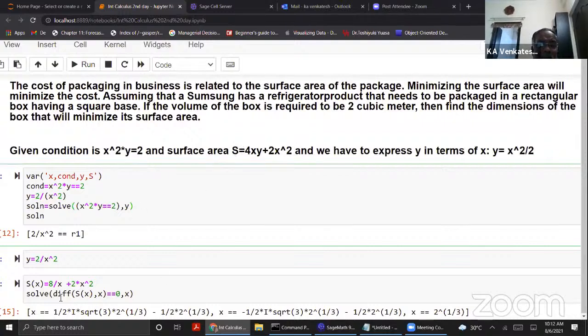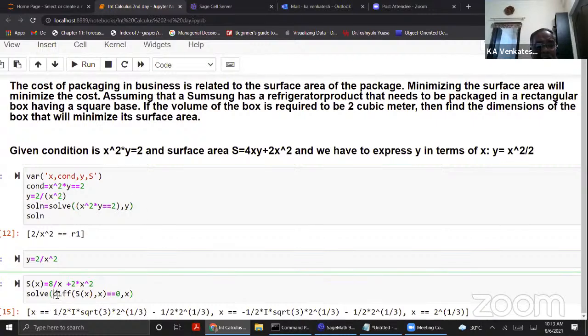So directly we can do it once S of x is obtained. Replace y by 2 by x square, then simplify, and you'll get S of x as 8 by x plus 2x square. Now differentiate S of x with respect to x, which gives the first derivative, equate it to 0, and solve for x.